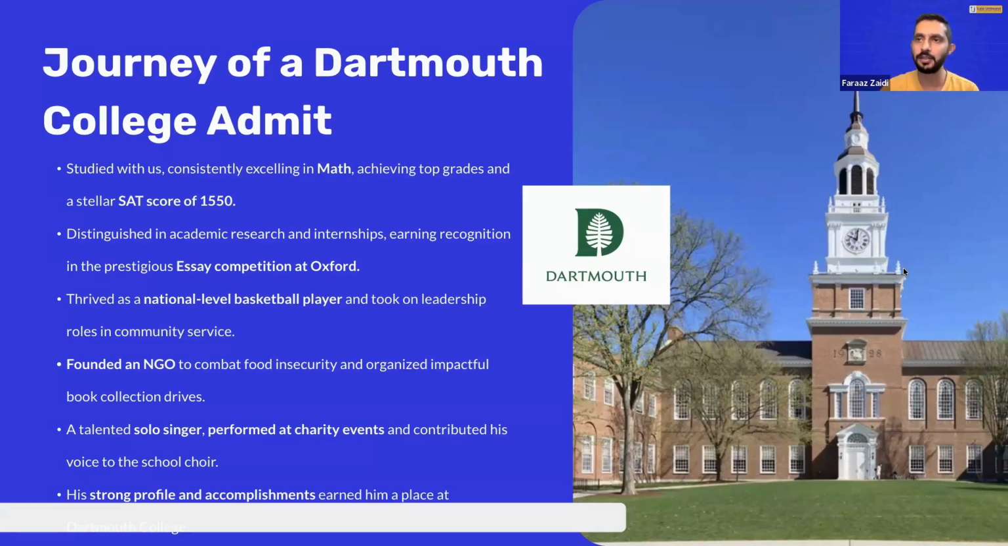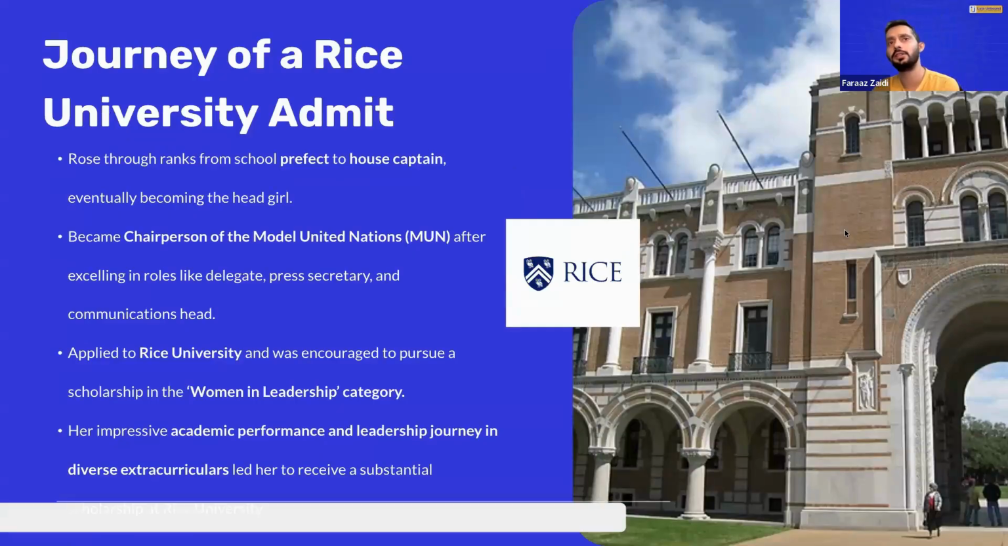Now, just moving across to another student journey from Rice University. You could see again here the same student excelling in different aspects: Model United Nations, other various activities within the profile, being a head girl, and that overall list of activities getting the student through with the application.